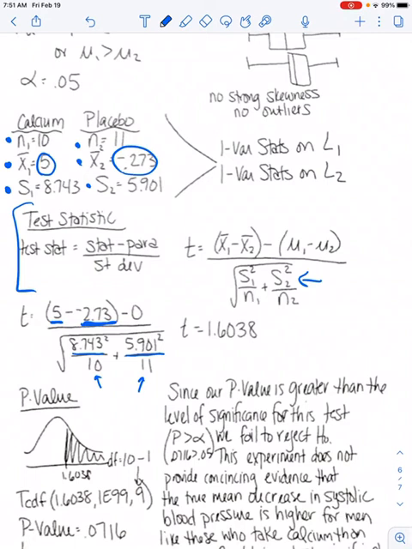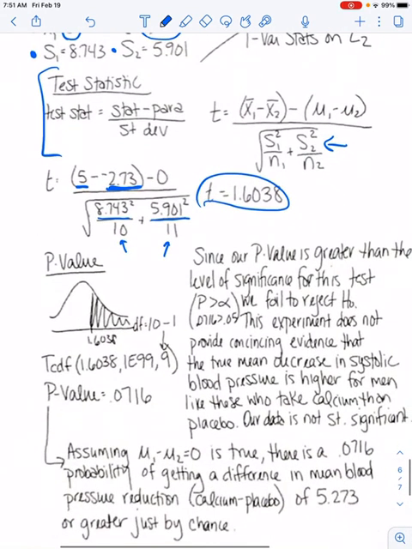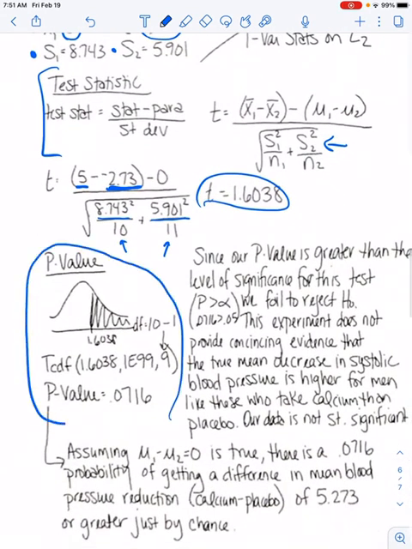Okay, please pause this and type that in and make sure that you get the same test statistic that I did. Then I take that t value, I come over here, and I'm going to find my p-value. Degrees of freedom, I have two sample sizes, so I'm going to use the smaller one. So 10 minus 1, that's where I got the 9 from. And I got a p-value of 0.0716. Now, my alpha was 5%.